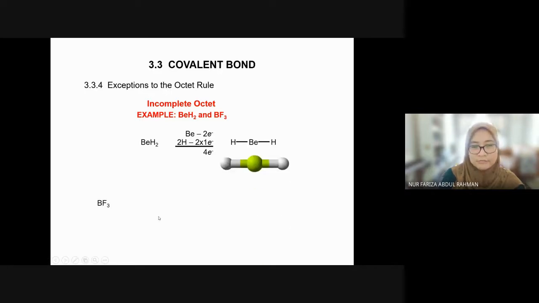The same goes for BF3. As you can see, boron has only 6 electrons. Let it be. If you do not believe it, try calculating the formal charge. You will get 0 formal charge for all of them. We can consider this the stable form of the BF3 molecule.